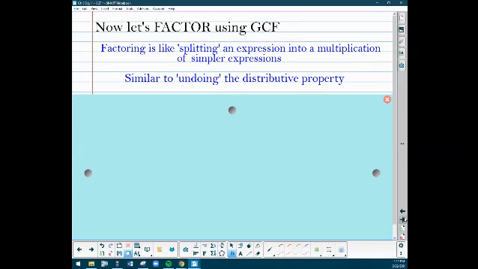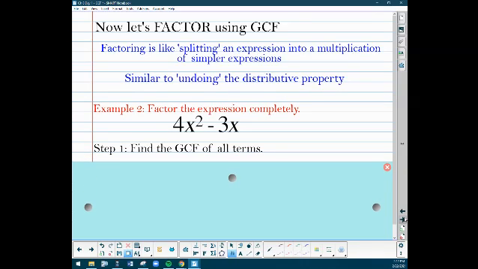Okay, now let's factor using GCF. So the word factor means a little bit different, right? Find the GCF, we just listed what it was. Okay, factoring the GCF has a couple more steps. So factoring is kind of like splitting the expression into a multiplication of 2 simpler expressions. Another way to describe it is like undoing the distributive property. So we're factoring it out. That's kind of the language that I'll use, factor it out.